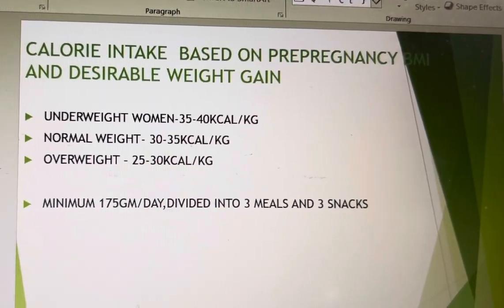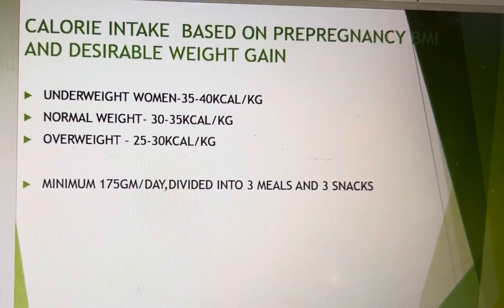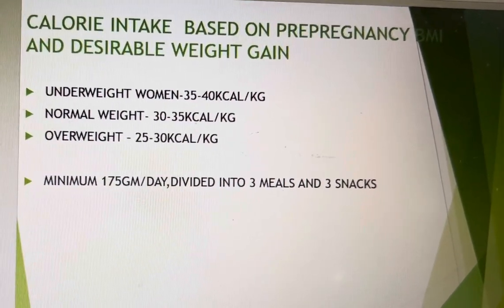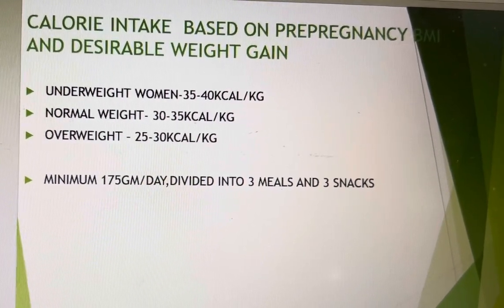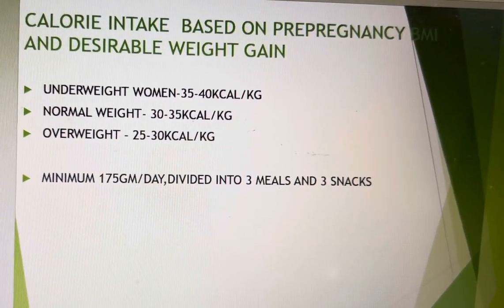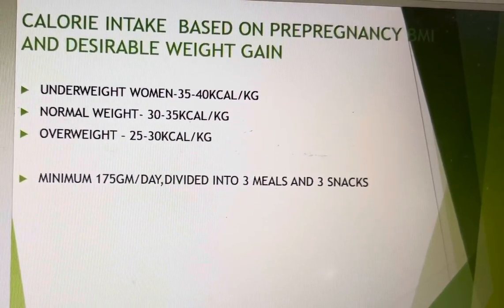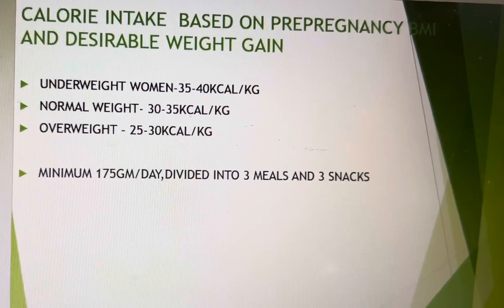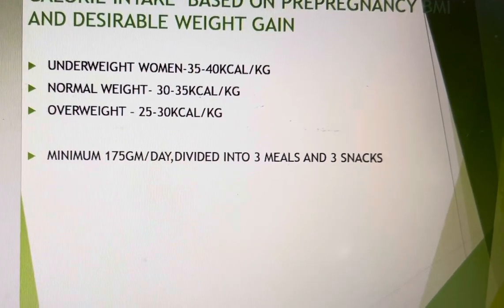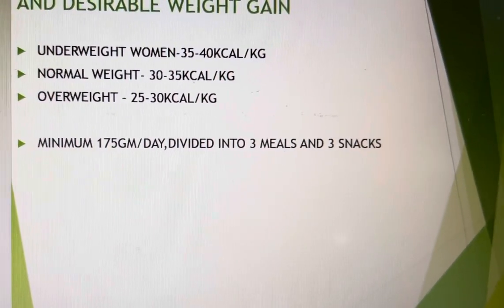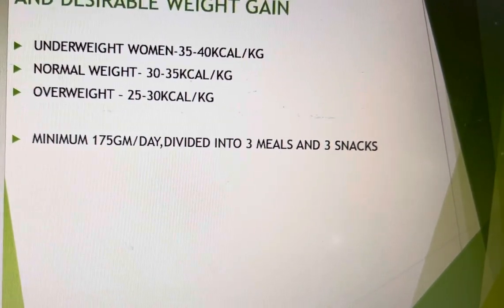Calorie intake based on pre-pregnancy weight and desirable weight gain. For underweight women, it is 35 to 40 kilocalorie per kg, and for normal weight, that is if the BMI is between 18.5 to 24.9, she should take 30 to 35 kilocalorie per kg. If she is overweight, that is BMI is more than 25 kg per meter square, then she should take 25 to 30 kilocalorie per kg. Minimum 175 grams of carbohydrate per day, and it should be divided into 3 major meals and 3 minor meals a diabetic patient should take.